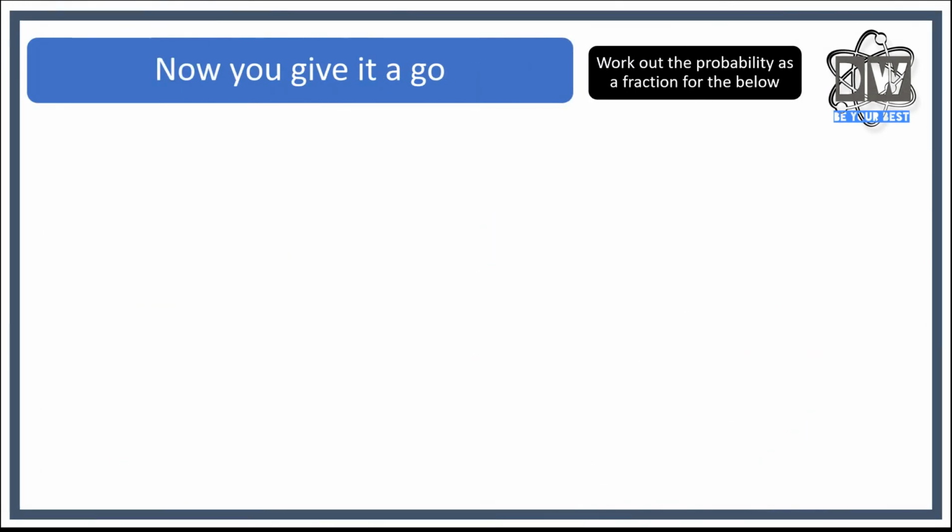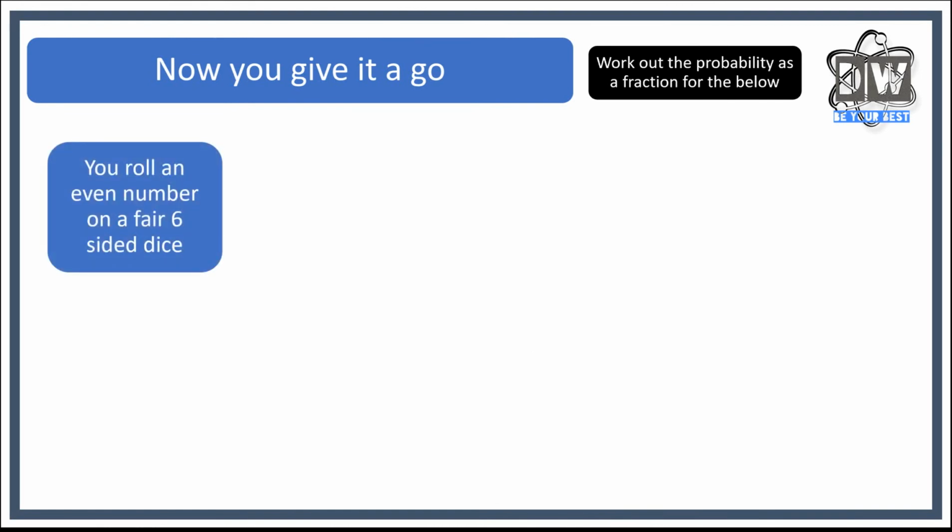So now let's give it a go. Work out the probability as a fraction for the below. You roll an even number on a fair, and we're going to talk about fair, 6-sided dice. So when they talk about fair, they just mean that it's not weighted. You're not going to get one number more than another number. It's purely down to the probability. So for this one, let's have a think about it. I'm going to do this one with you, and then I'm going to leave you guys and girls to do the other two. But you roll an even number on a fair 6-sided dice.